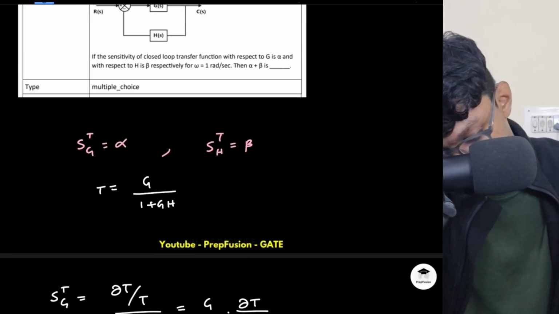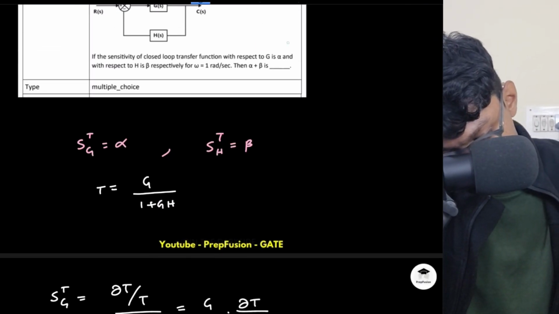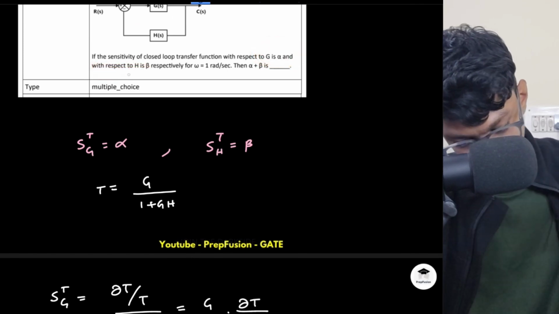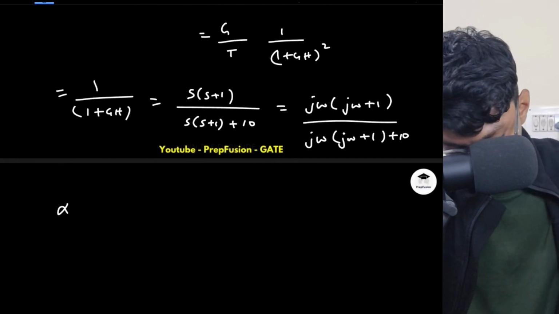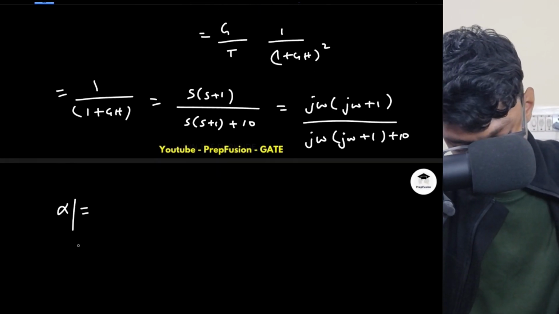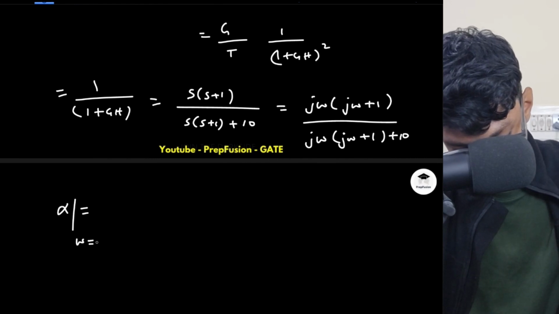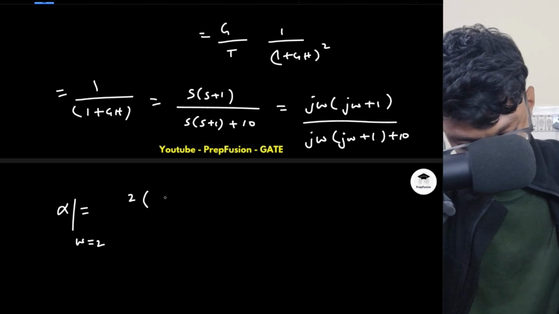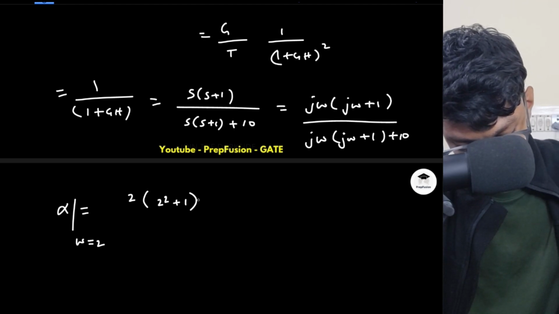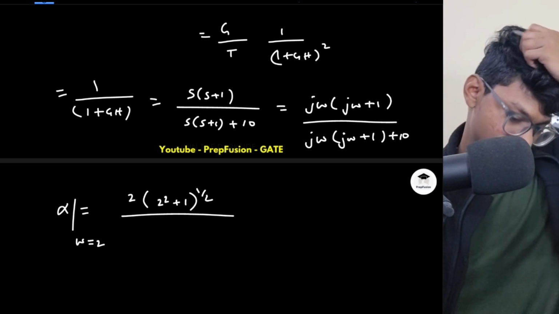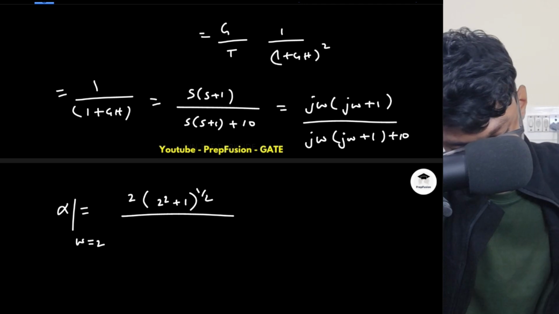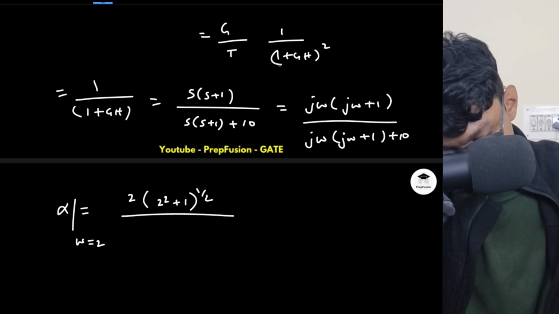Actually, what is meant is that this is the magnitude. Okay, I should have mentioned here, this is the magnitude. This alpha and beta are the magnitude of the sensitivity. So if I want to compute, alpha will be equals to what? The magnitude of this transfer function at omega equals to 2. So this comes out to be 2 into 2 square plus 1 whole under root divided by, okay, this, right? Can we rewrite this? Okay, let's just hold on a second.